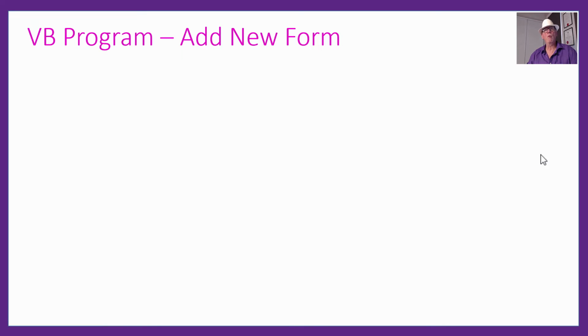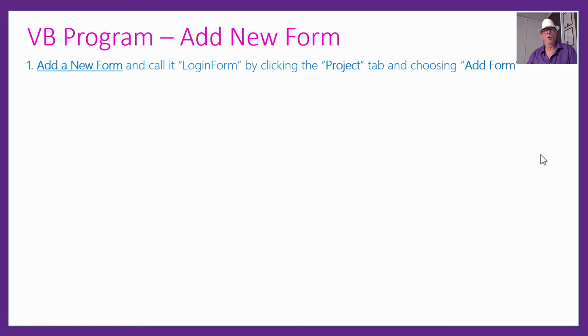Now the new program will have form 1 there, the blank form 1 like it always does, but we want to add a new form. We want to have a login form. So we're just going to leave the blank form 1 sitting there, and we're going to make our own forms, and form 1 will just sit there blank the whole time, and we'll just never reference it, okay? And then that will be fine. So we're going to add a new form, to make a login form.